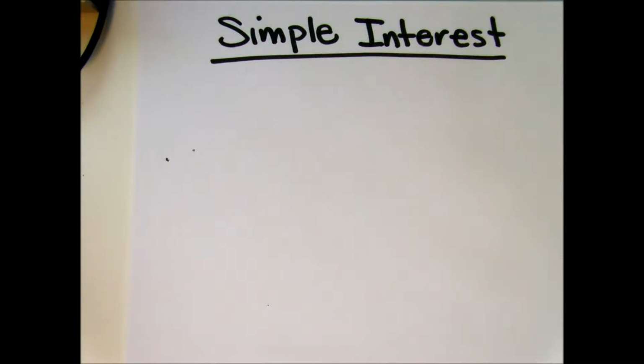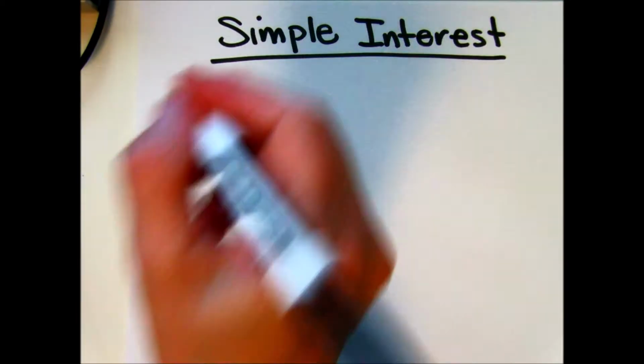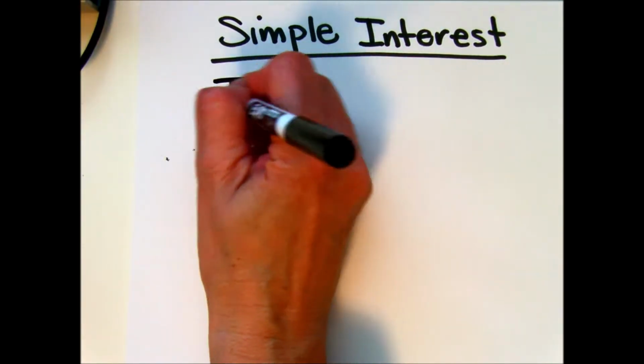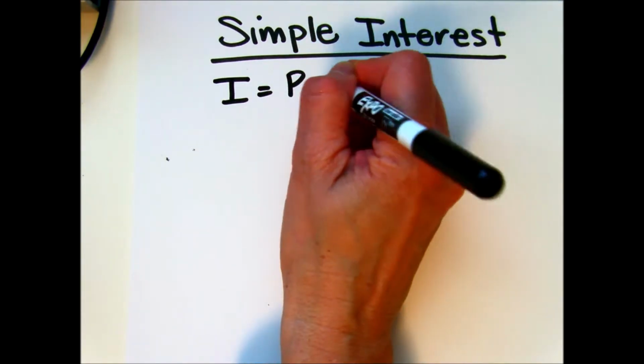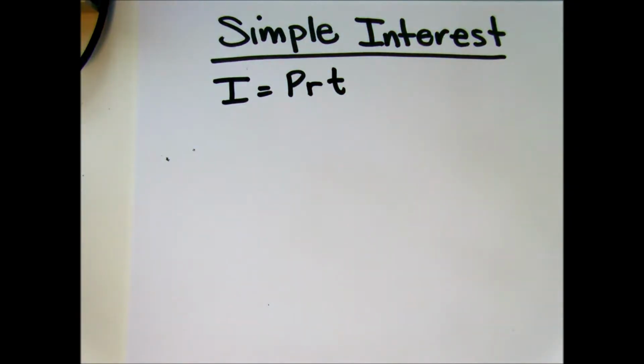Hi, this is a video on simple interest, the simple interest formula, basically how to calculate the interest using the simple interest formula, as well as how to calculate the total, including the interest earned or owed. So there is a formula, and it goes like this. It's I equals P times R times T. And I'm going to go through what each letter represents.